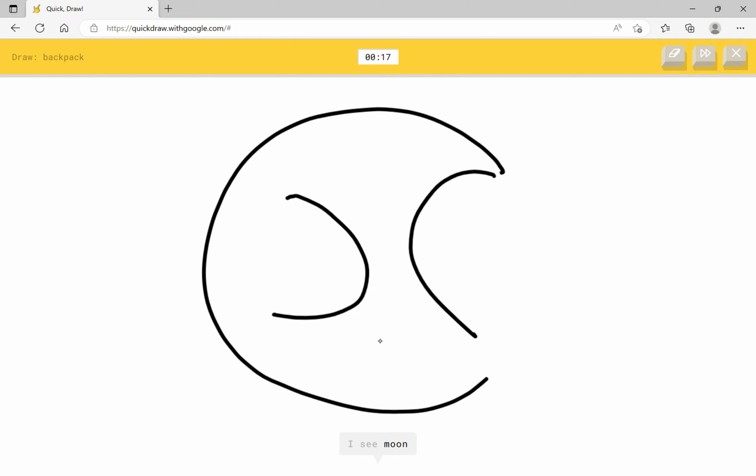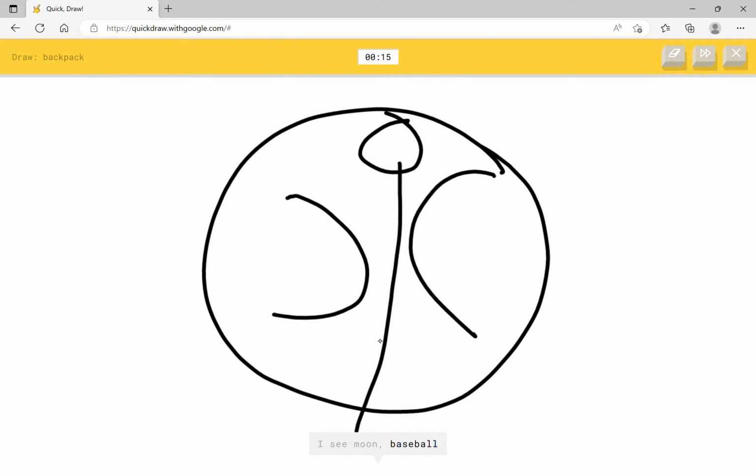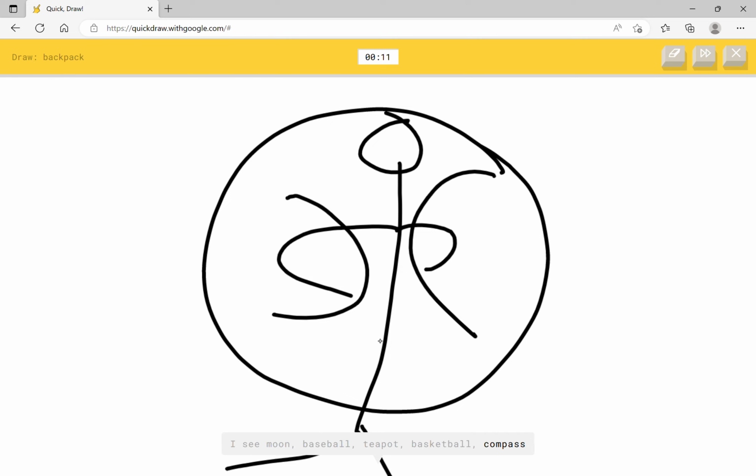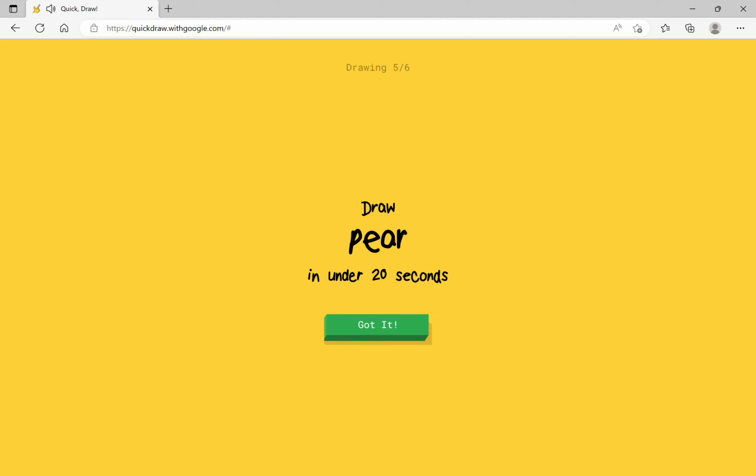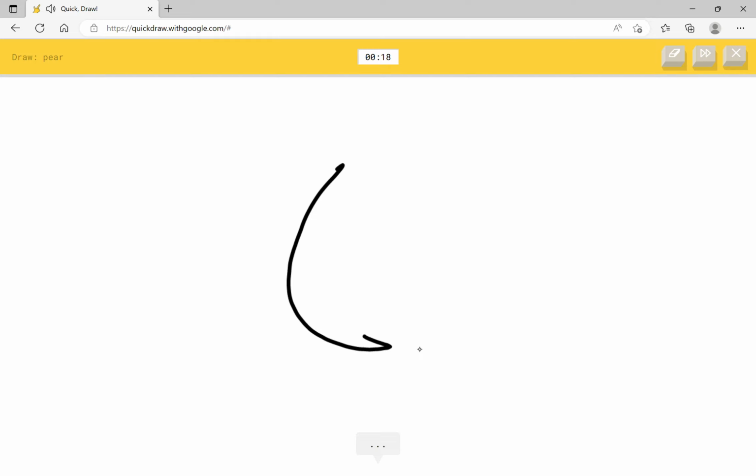I see moon. Or baseball. Or teapot. Or basketball. Or compass. I see fan. Or sea turtle. Or cup. Or frog. Or yoga. I see pig. Sorry, I couldn't guess it. Whatever, it doesn't matter. I see nose. Or moon. I'm gonna erase it.